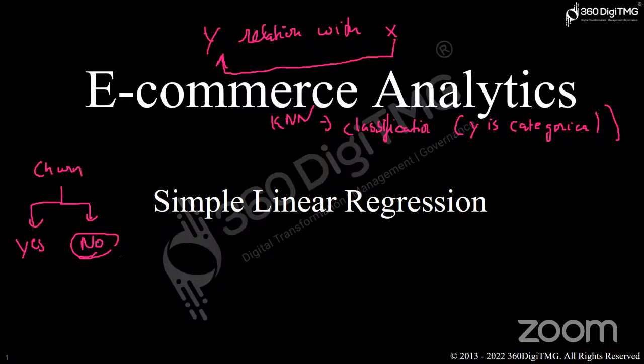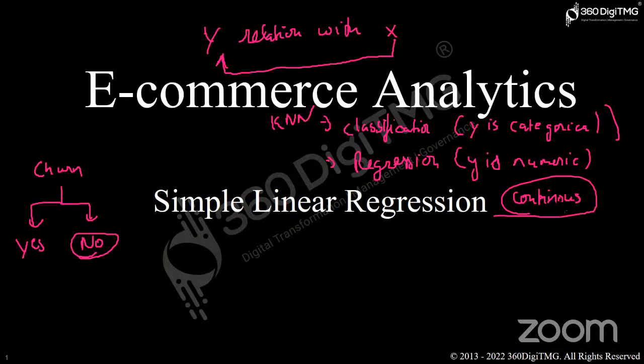Similarly, you will have something called regression. Now what happens in regression? Y is numeric, or you can say y is continuous. Okay, so you have a numerical output now.